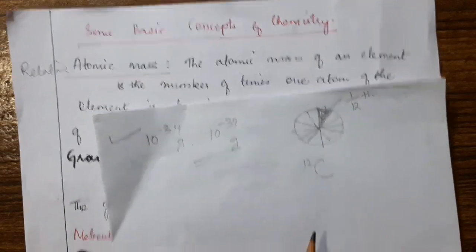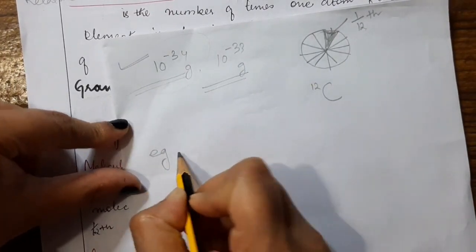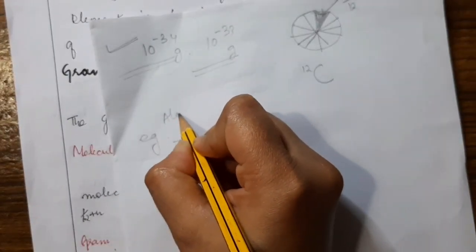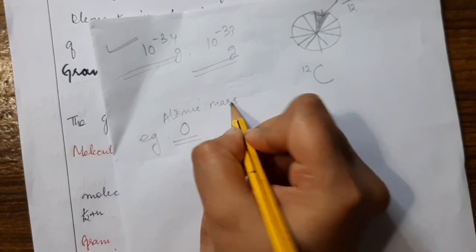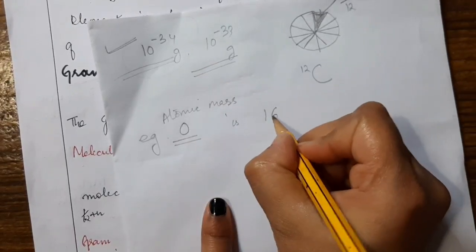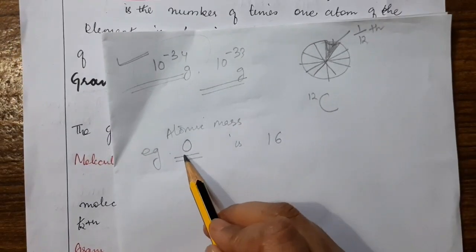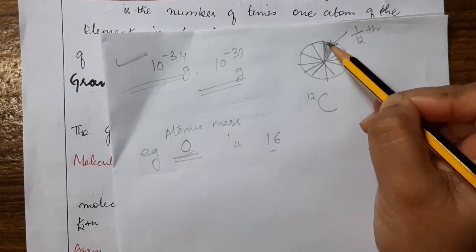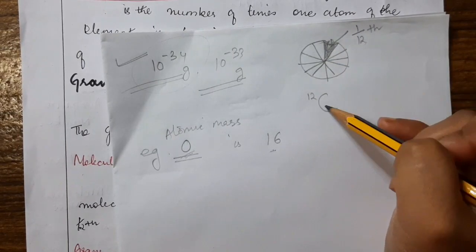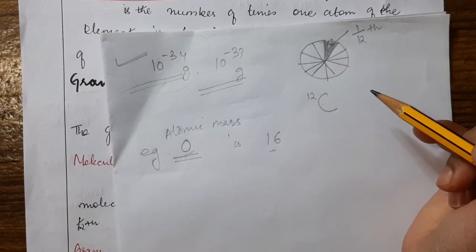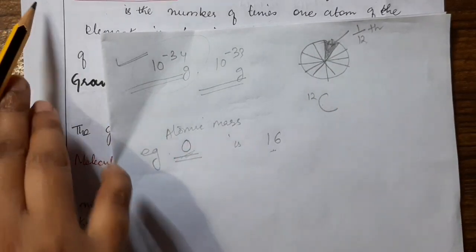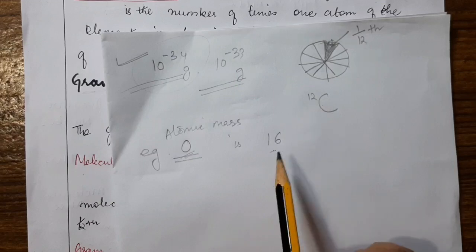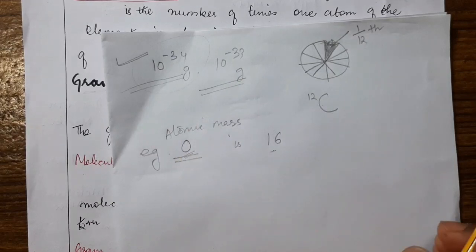part of the carbon atom. Suppose, for example, the oxygen atom. You know that the atomic mass of an oxygen atom is 16. It means that our oxygen atom is 16 times heavier than this portion. What is this portion? The 1/12th part of the 12C isotope of carbon. So as you can see, this atomic mass is in relation with some standard element, the carbon atom. So this is relative atomic mass.